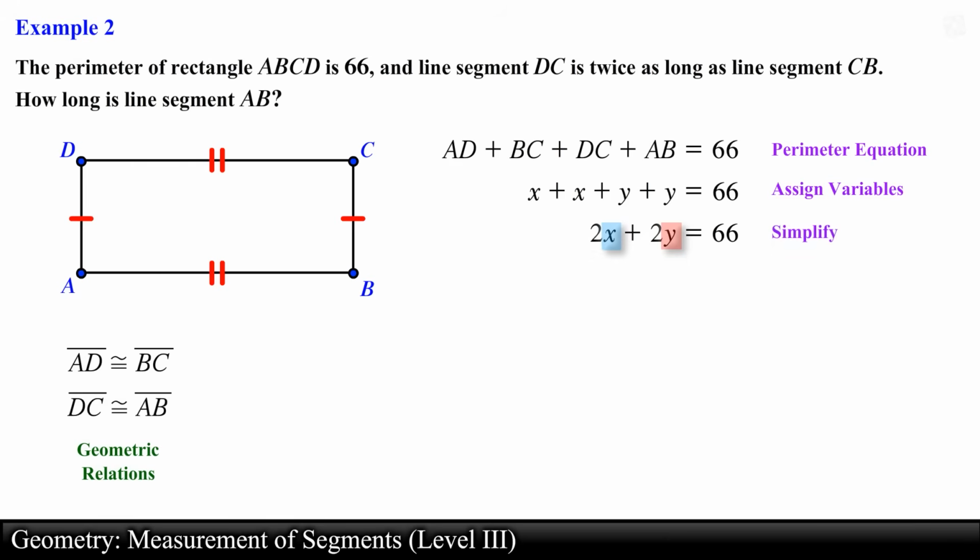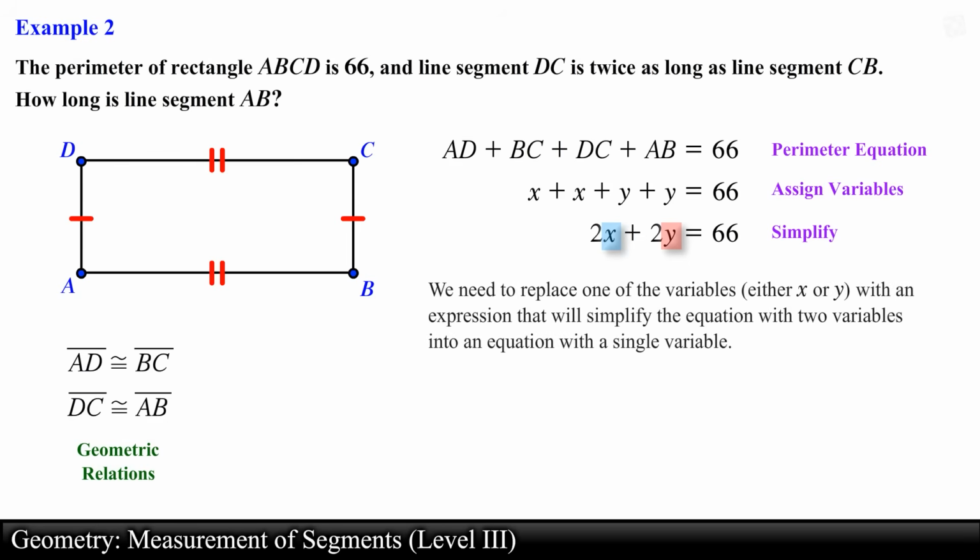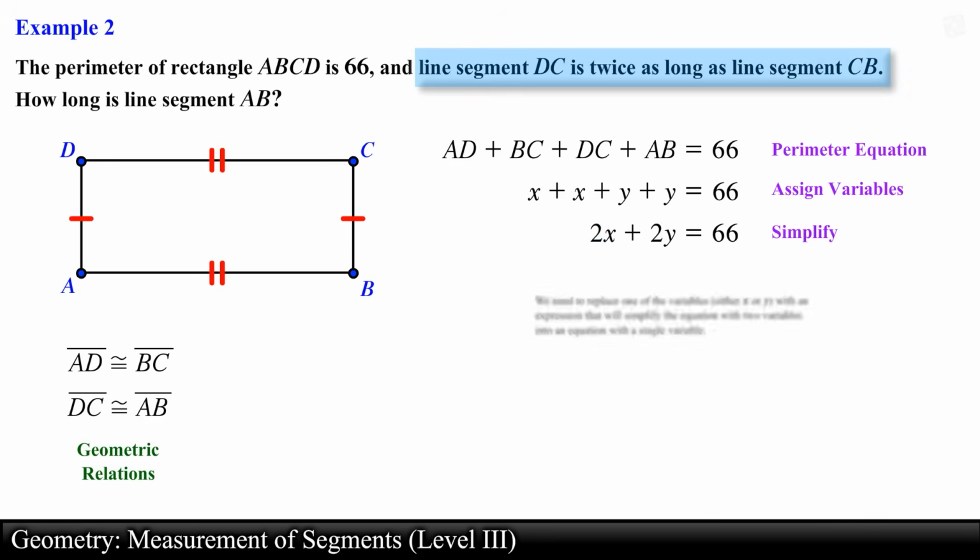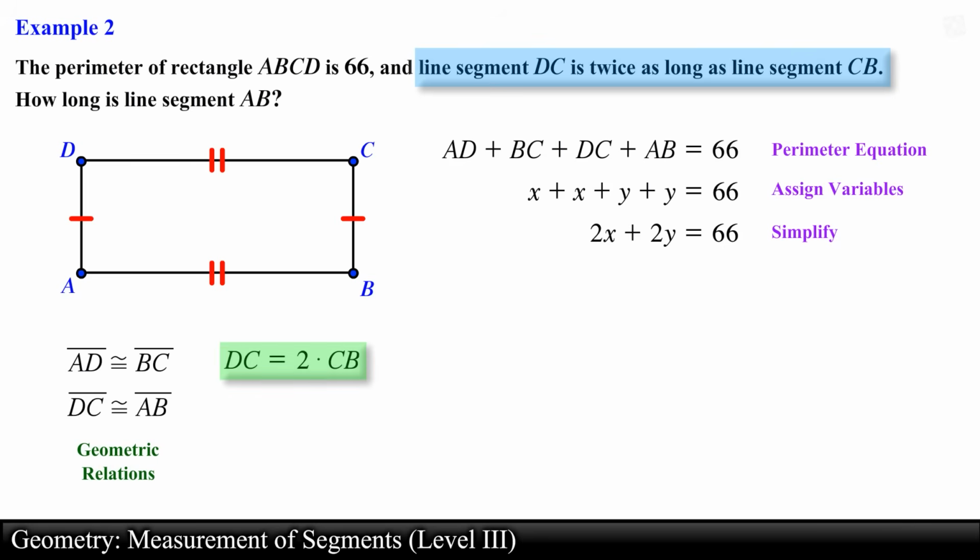Notice that we have two variables in our equation. In its current form, we cannot solve for any of the variables. We need to replace one of the variables, either x or y, with an expression that will simplify the equation with two variables into an equation with a single variable. We can do just that by using the second fact of the problem. In this case, line segment DC is twice as long as line segment CB. We can express this relation as follows.